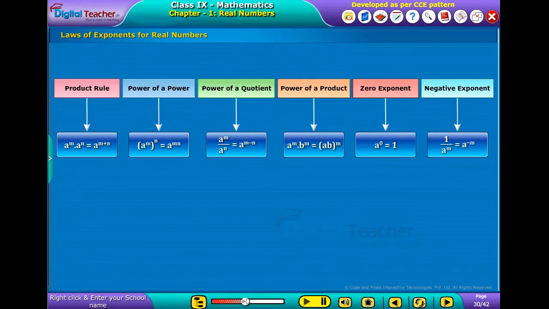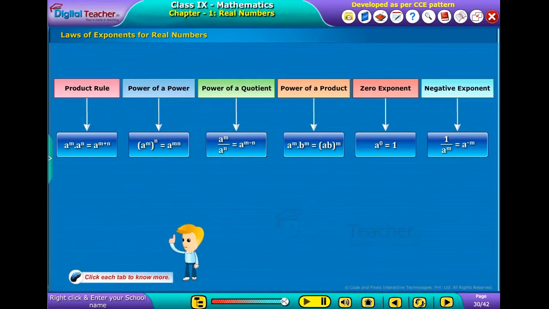The power of a quotient is defined as a^m / a^n = a^(m−n). Power of a product. The power of a product is defined as a^m × b^m = (ab)^m. Zero exponent. The zero exponent is defined as a^0 = 1, where a is not equal to 0. Negative exponent. It is defined as 1/a^m = a^(−m).